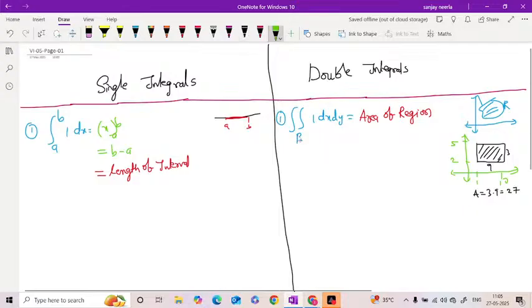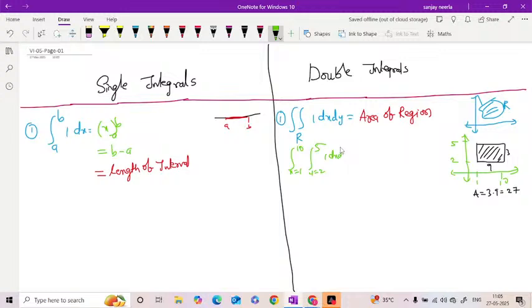Now calculation wise, integral x is equal to 1 to 10 and y is equal to 2 to 5, 1 dx into dy. After doing the normal integration, x from 1 to 10 and y from 2 to 5 dx. That means integral 1 to 10, 5 minus 2 into dx. So 3 into x, limits 1 to 10. Now we'll get 3 into 10 minus 1, 3 into 9, it is 27.